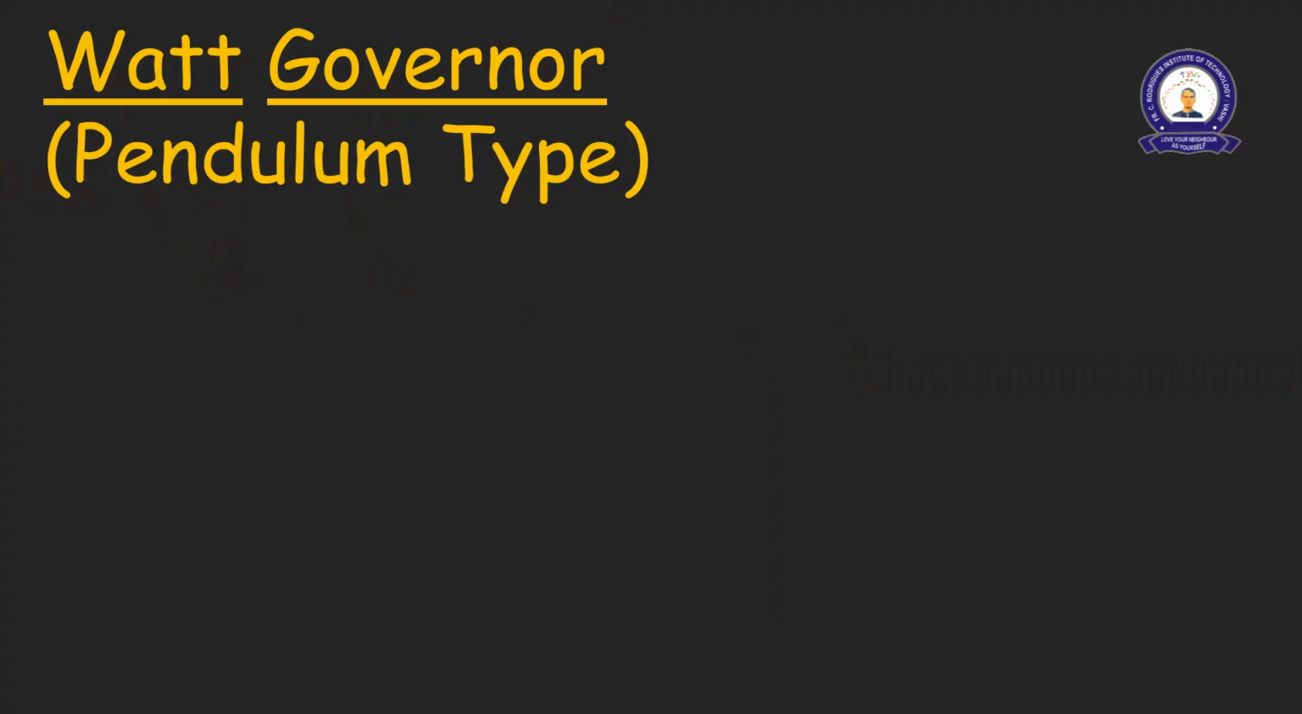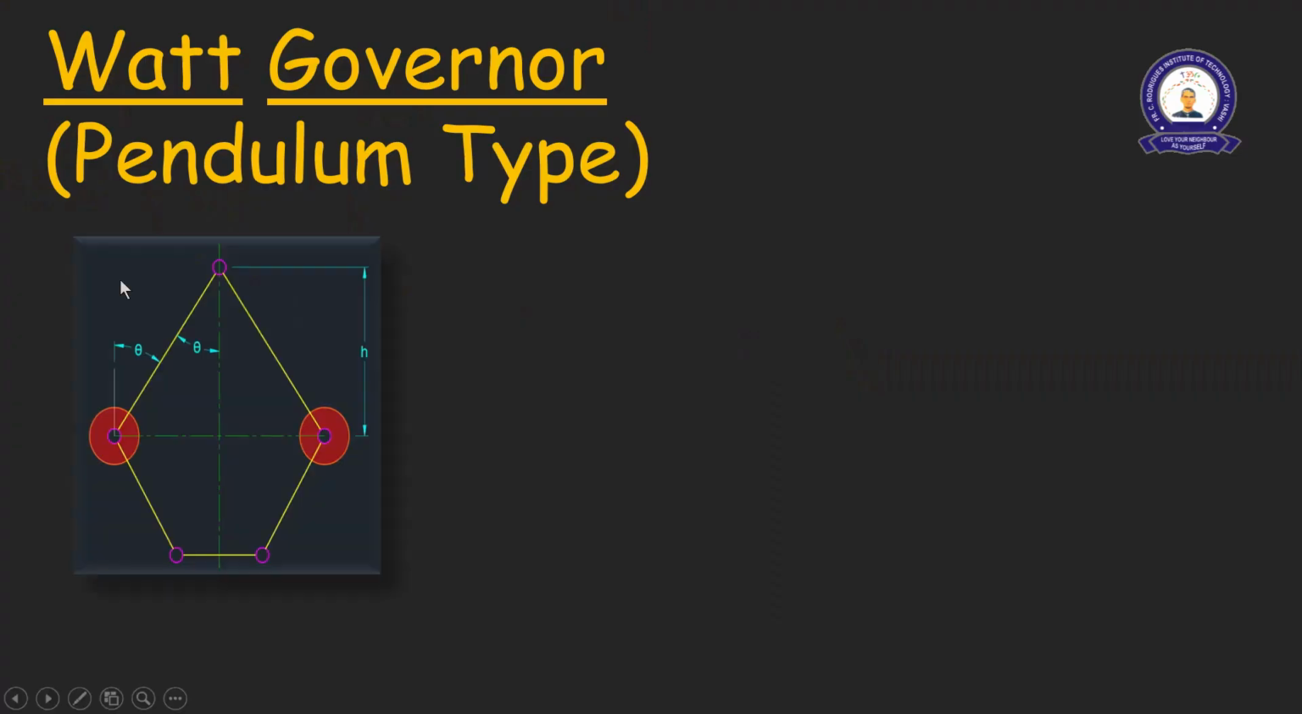Welcome back. In this video, we'll see one simple type of centrifugal governor that is called the Watt governor. It is also a pendulum type of governor. So this is the basic structure. As it is a centrifugal type of governor, it will have two masses and they will be attached to the sleeve. This is the horizontal sleeve with respect to the linkages, and it will attach to the spindle axis.